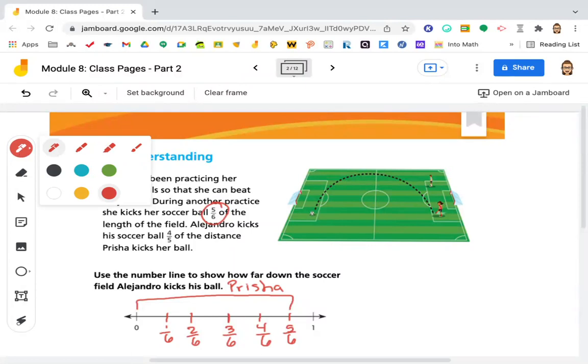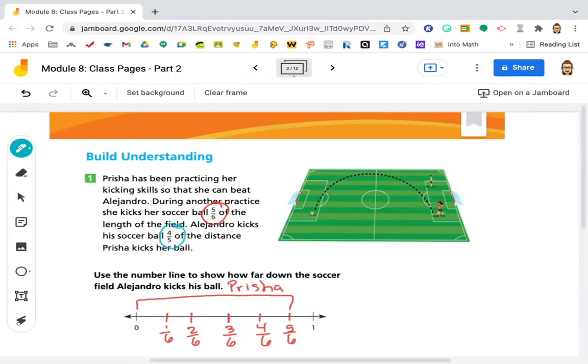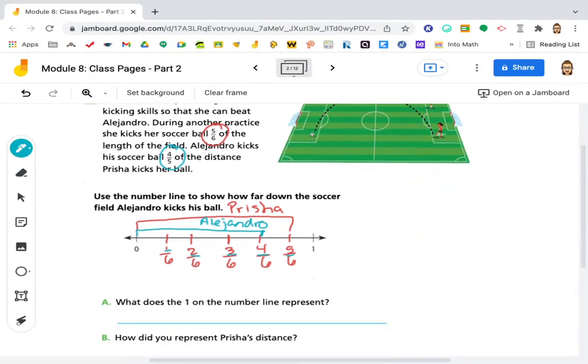Then it says that Alejandro kicks 4/5. Well, we have it split into fifths because we have the 1, 2, 3, 4, 5. So 4/5 of that distance, we would come here, and it would look like that. In order to get that, we would have 4/5 times 5/6.